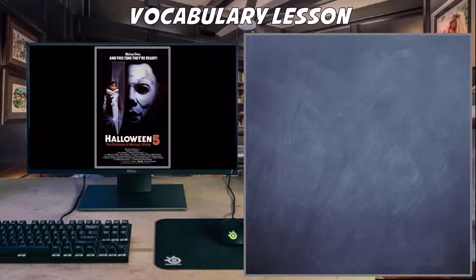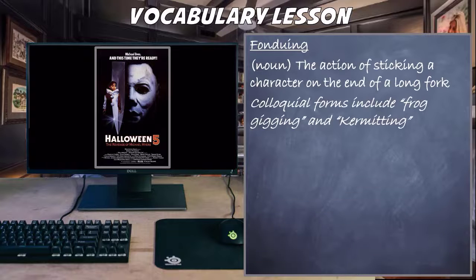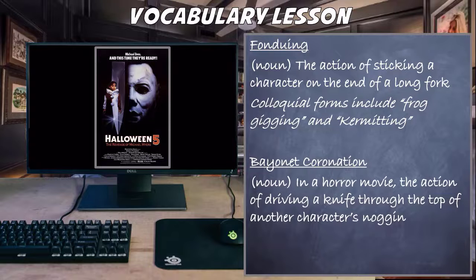We're going to do 2 review terms for this film. First term is fonduing. Fonduing is a noun referring to the action of sticking a character on the end of a long fork. Colloquial forms of this include frog-gigging and kermiting. Our second term for this evening is bayonet coronation from earlier this season. Bayonet coronation is a noun referring to the action in a horror movie of driving a knife through the top of another character's noggin. Please keep these terms in mind. They will become important later in the episode.